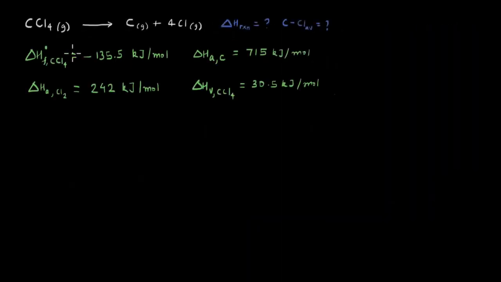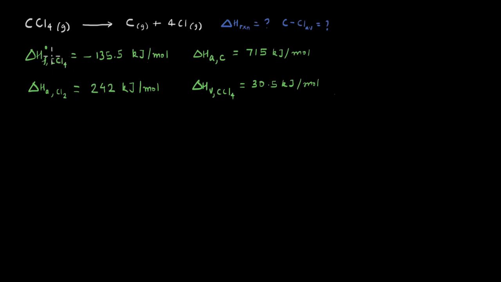So in this problem, we are given this reaction where CCl4 in gaseous state is broken down into 1 carbon atom and 4 chlorine atoms. And we are asked to calculate the enthalpy of this reaction and the bond enthalpy of the carbon-chlorine bond. And to calculate these, some values are given here.